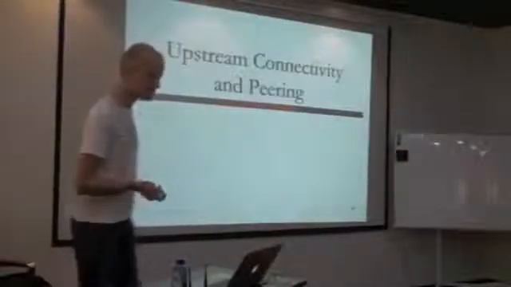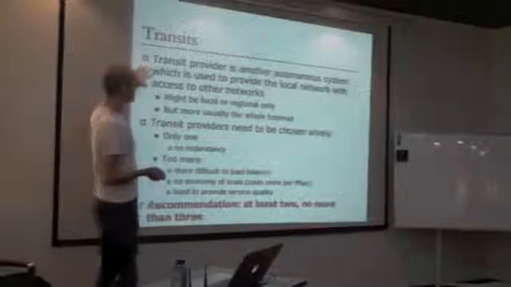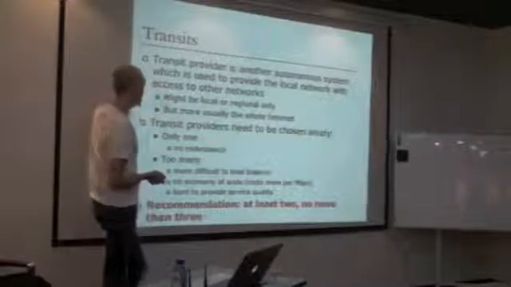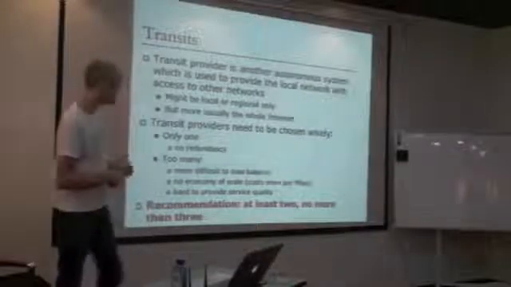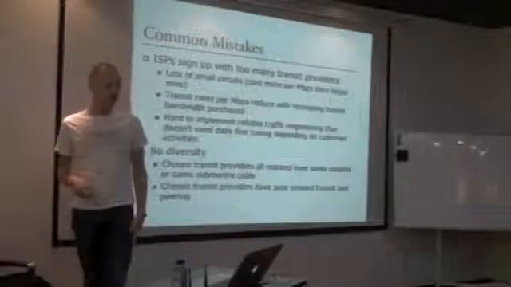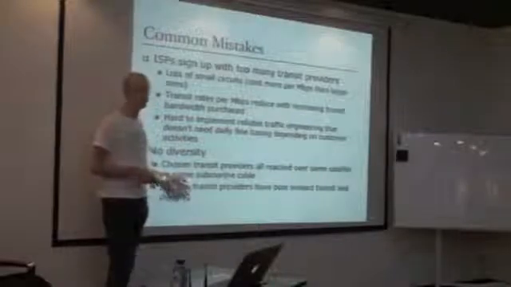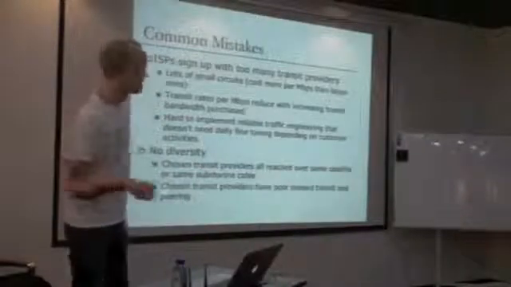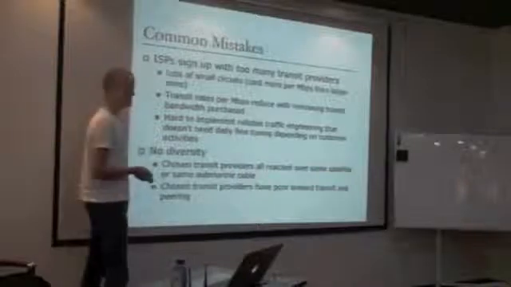Okay, upstream connectivity and peering. We've seen this already. I talked about this, was it yesterday? Transit provider gives you access to the other networks, could be local, regional, more usually the whole internet. Transit providers need to be chosen wisely. One doesn't give you redundancy, too many, too difficult to load balance. And as I said yesterday, at least two, no more than three. So the common mistakes I mentioned yesterday: too many transit providers, or you get transit providers but you don't have diversity, because the transit providers use the same satellite or the same submarine cable or the same overland cable and so on. So choose transit providers that have different infrastructure for their networks.